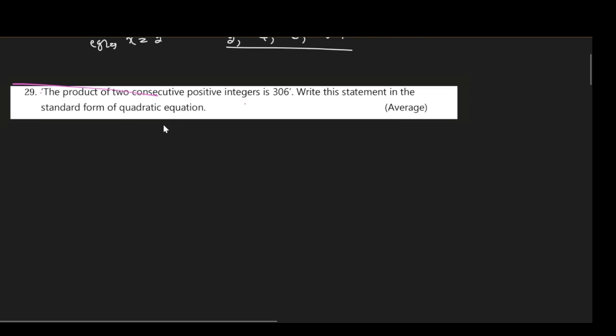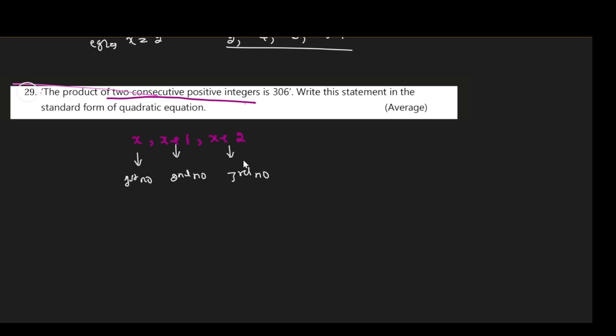That's all. Now if you look into the question, the product of two consecutive positive integers. They have not mentioned whether it is even or odd. So what is the general format? x, x plus 1, x plus 2, right? This is the first number, this is the second number, this is the third number. Now the task is that we have to take the product of only the first two numbers.